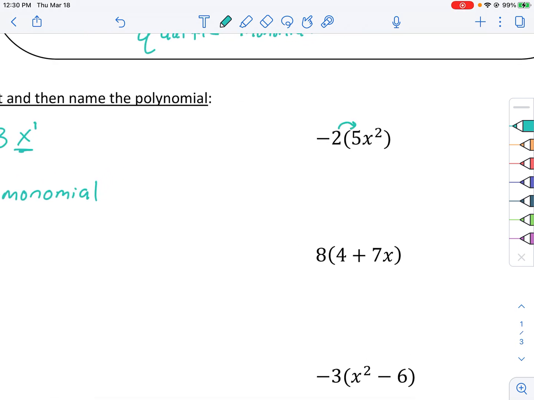All right. Example number 2 here, we have negative 2 multiplied by 5. That's negative 10. x squared stays because we're not multiplying any x's. So that would be a quadratic monomial.